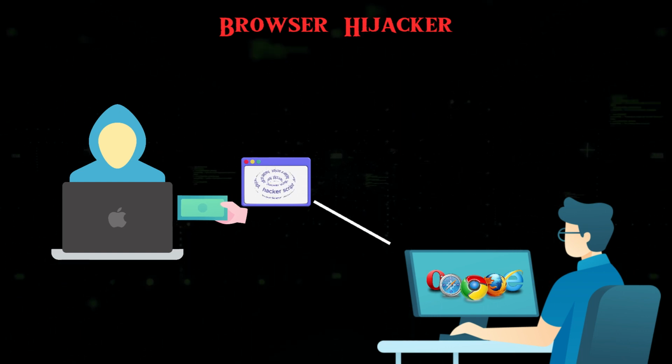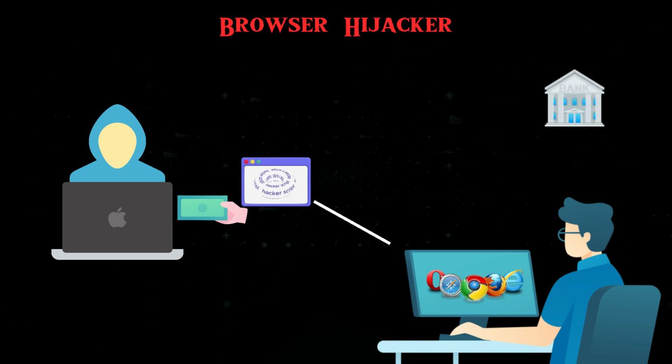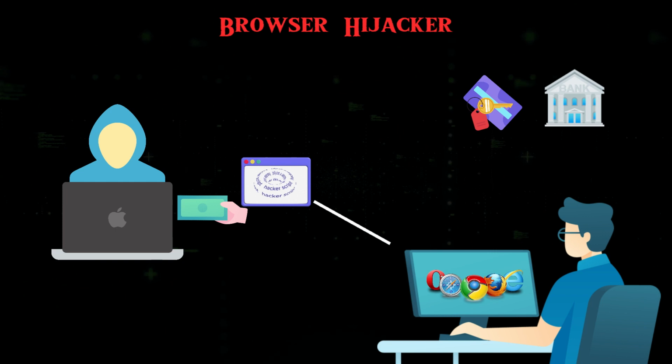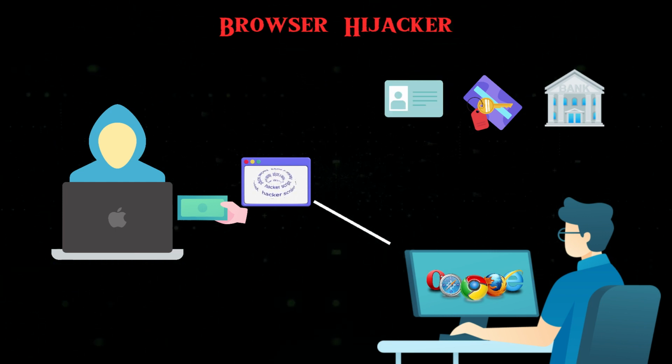A browser hijacker may contain spyware, enabling the attacker to obtain the user's banking information, credit card number, or other sensitive data. Browser hijackers may also install ransomware, a type of malware that encrypts data on the victim's system, holding it hostage until the victim pays the hijackers a sum of money to unlock it.